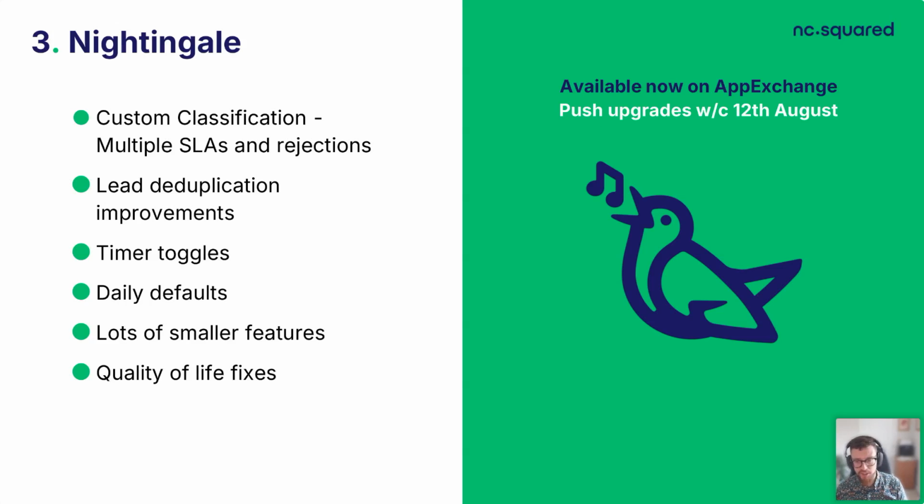In terms of when and how you get Nightingale, it's available now on the AppExchange through the Get It Now button, and you can also wait until the 12th of August when we'll start pushing it through to you. All right, that's it for my little overview. I'm going to hand you over to Tom, who's going to talk about custom classification with SLAs.